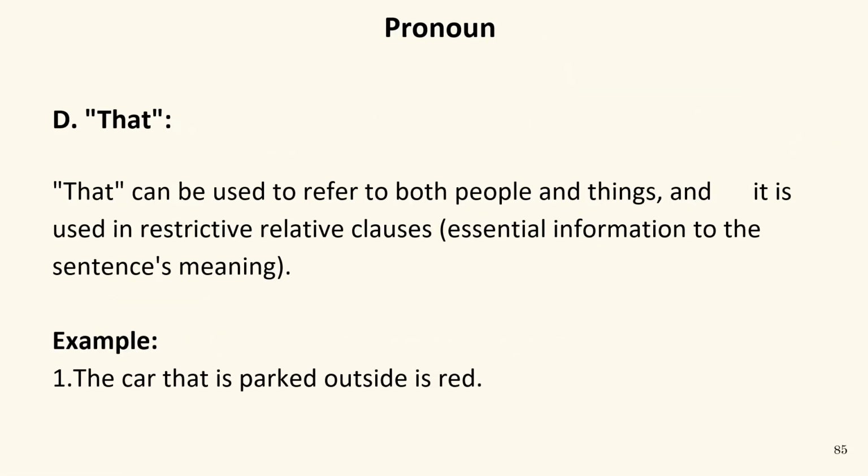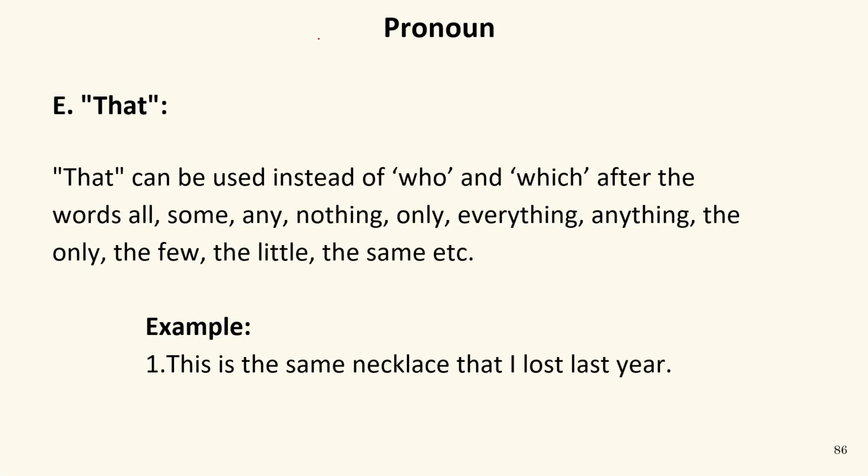Now we use that. That can be used in various ways. That can be used to refer to people or things, and it is used in restrictive relative clauses. The car that is parked outside is red. It means I'm talking about the car that is parked outside. Here we are focusing on the car that is parked outside being red.